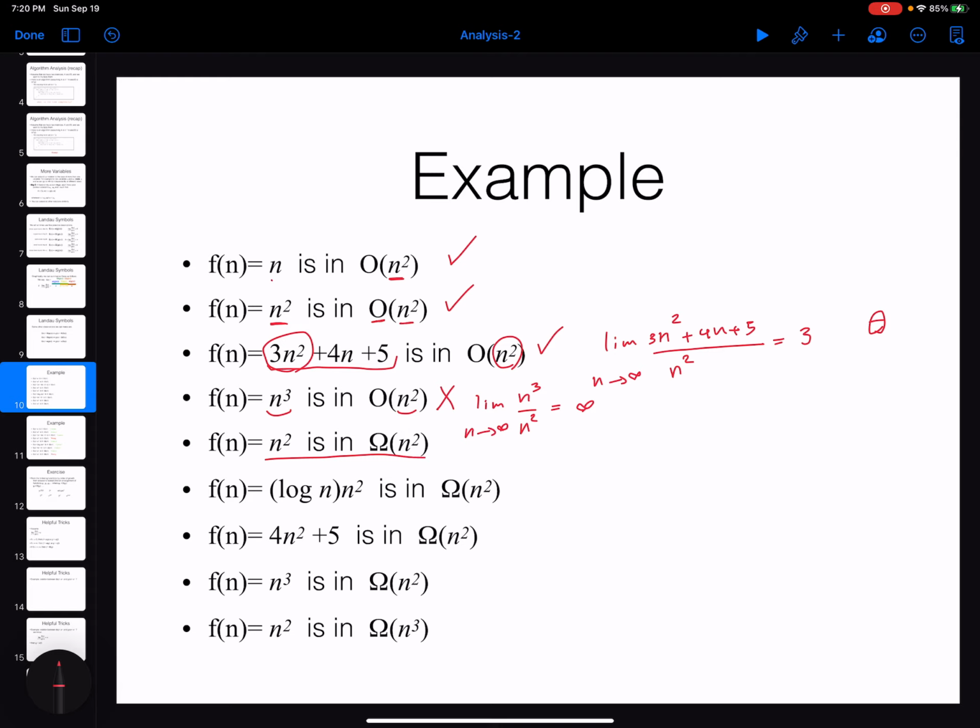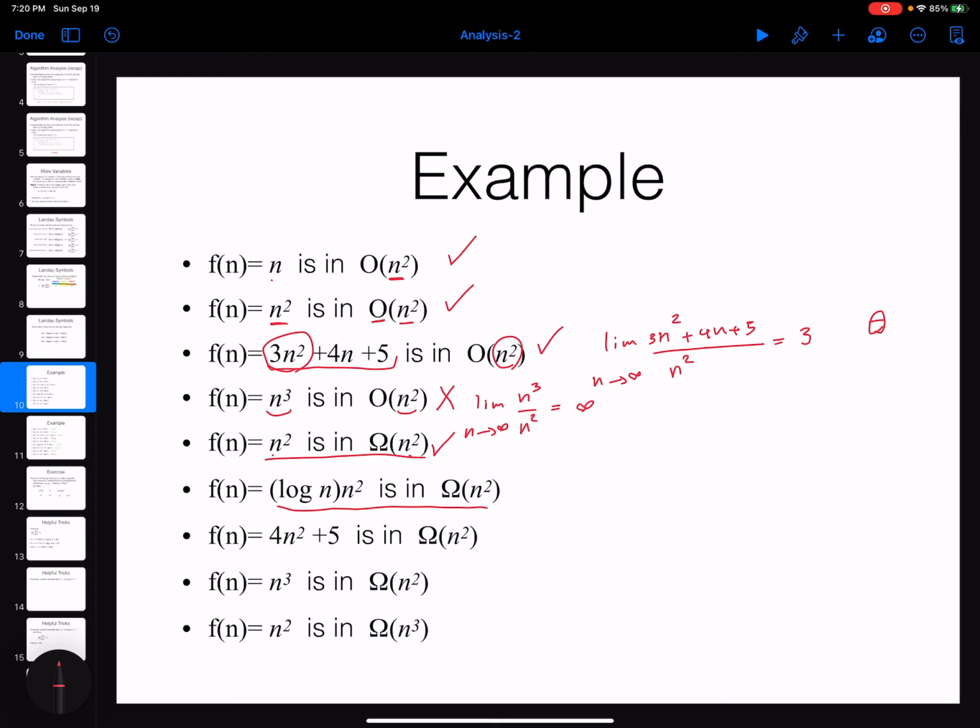How about this one? Again, I know that the limit of this one divided by this one is going to be the constant 1, so we can say that this is correct because this is talking about the big omega. This is a lower bound. Yes, n square is a lower bound of n square. How about this one?